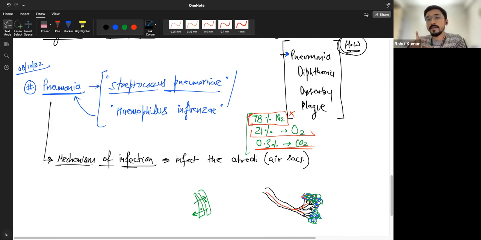Pulmonary vein is the only vein that carries oxygenated blood, and pulmonary artery is the only artery that carries deoxygenated blood. Can anyone think and tell me why? You have studied this in your class 11th, human physiology. Yes, it was in 11th.